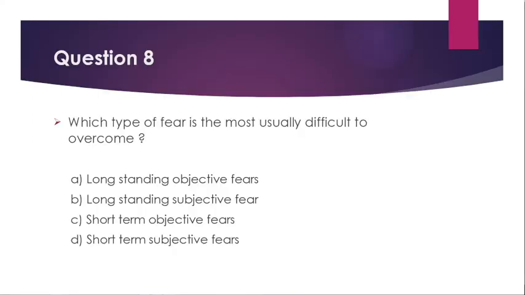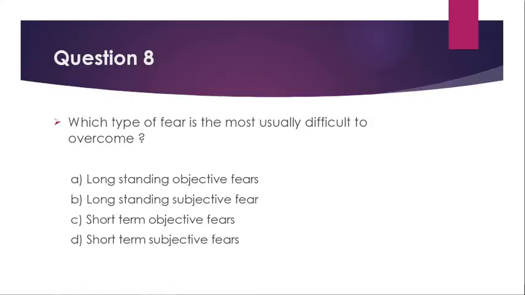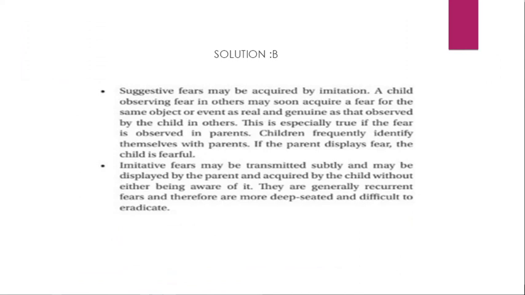Question 8. Which type of fear is usually most difficult to overcome? Long-standing objective fears, long-standing subjective fears, short-term objective fears, and short-term subjective fears. It must be long-term subjective fears. So option B, long-standing subjective fears. Before answering this question, you must know what subjective fears are.